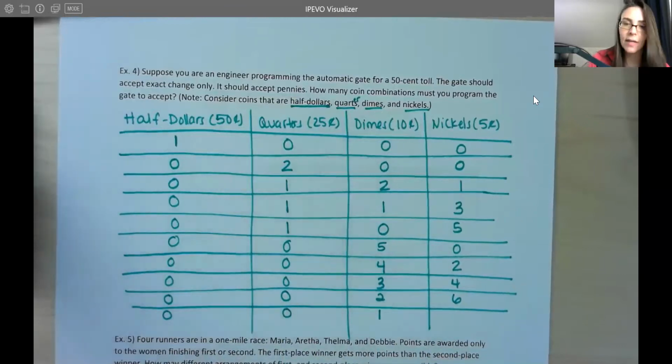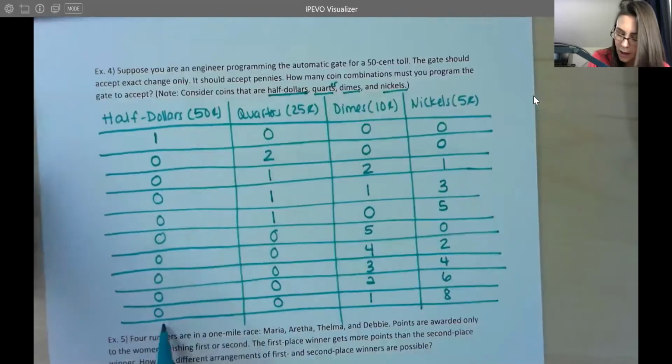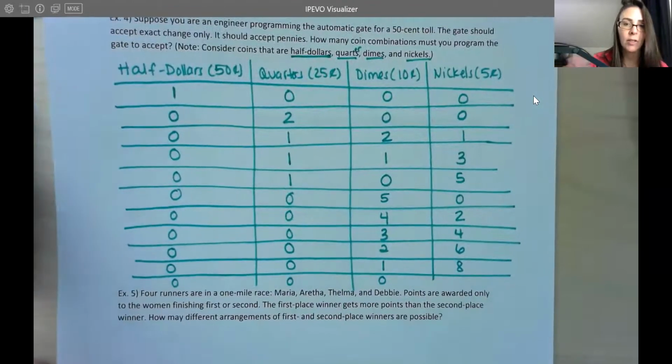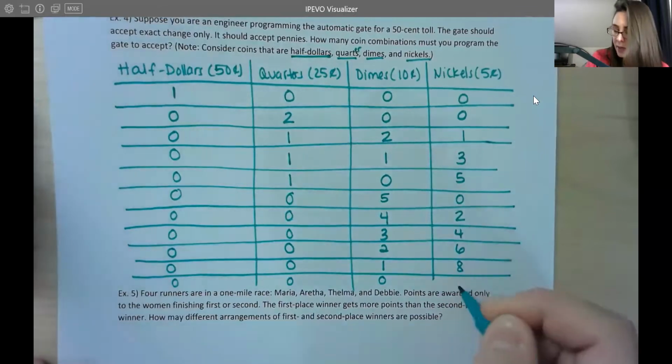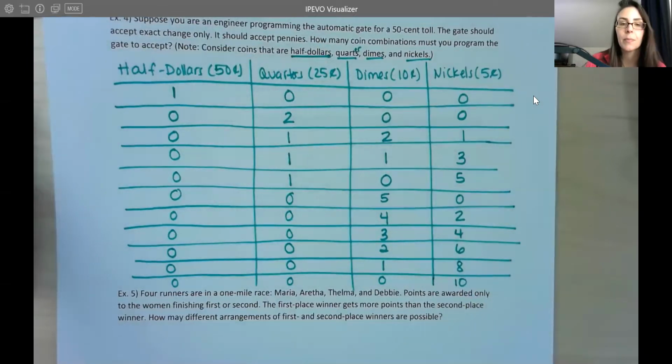Let's say I only had 1 dime. That means I need 40 cents, so I would need 8 nickels. And finally, let's say I had no dimes, right? I have no half dollars, I have no quarters, I have no dimes, I just have nickels. And I need to make 50 cents. So I have 5 cents, I need 50 cents, I'm gonna need 10 nickels. And those are all my combinations, right?